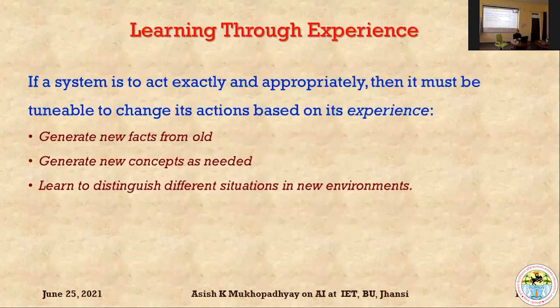Now, learning through experience is a very important factor for AI. A system is to act exactly and appropriately, and it must be tunable to change its action based on experience. So, in the first slide, I have changed my mind. I put a blue color, and after that, I find that my choice was not correct. I have to make it a contrast, I have to put a light color. So dynamically, my thought was changed. That should be done by the machine itself also. They should also generate new facts from the old, generate new concepts as needed, and learn to distinguish various situations and the current environment.